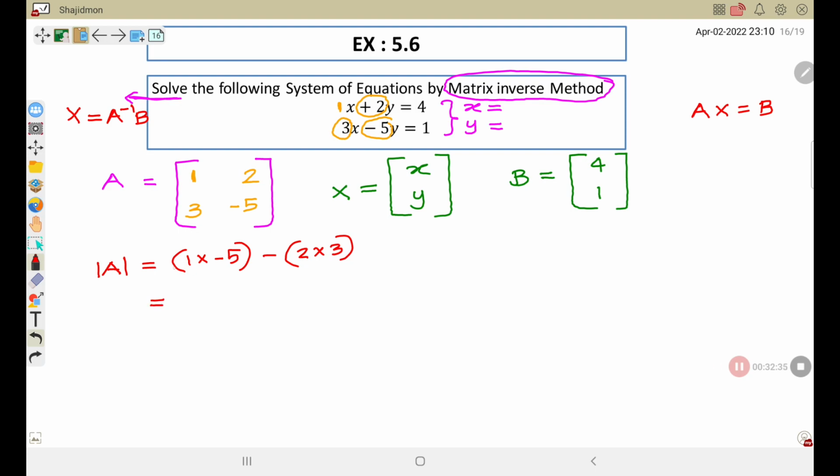You can check. Minus 5, minus 2 multiply 3 is 6. That means minus 11, correct? Minus 11.